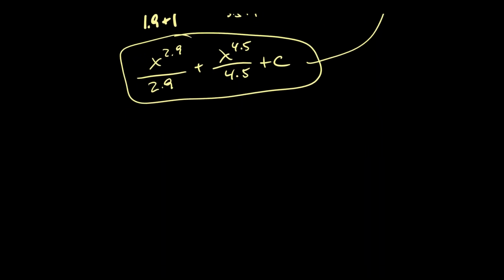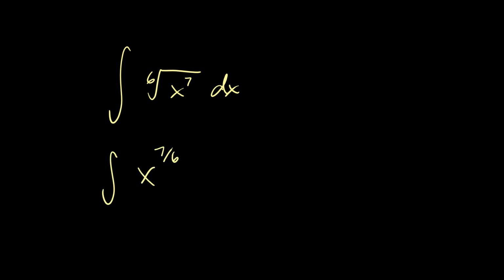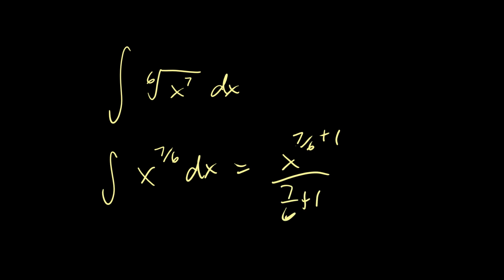Another problem in the homework would be something like the integral of the 6th root of x to the, I don't know, 7th, dx. So you would immediately make this into a power, x to the 7/6, dx. And now you take the integral: x to the 7/6 plus 1 over 7/6 plus 1 plus c, and then you simplify it from there.